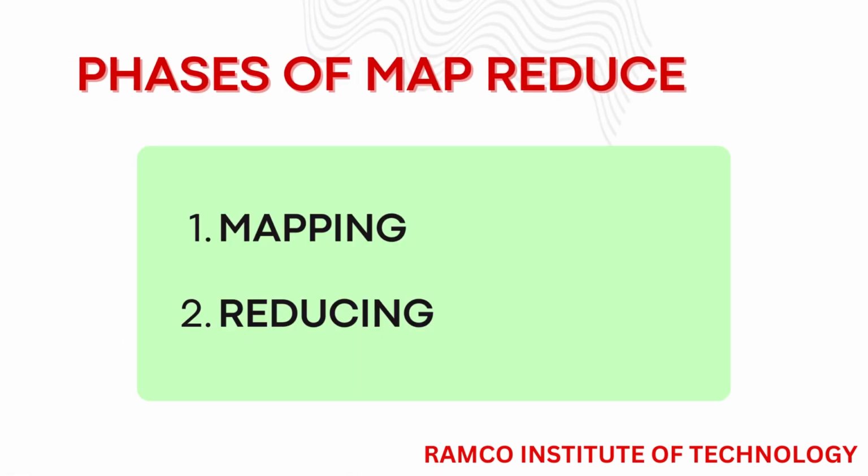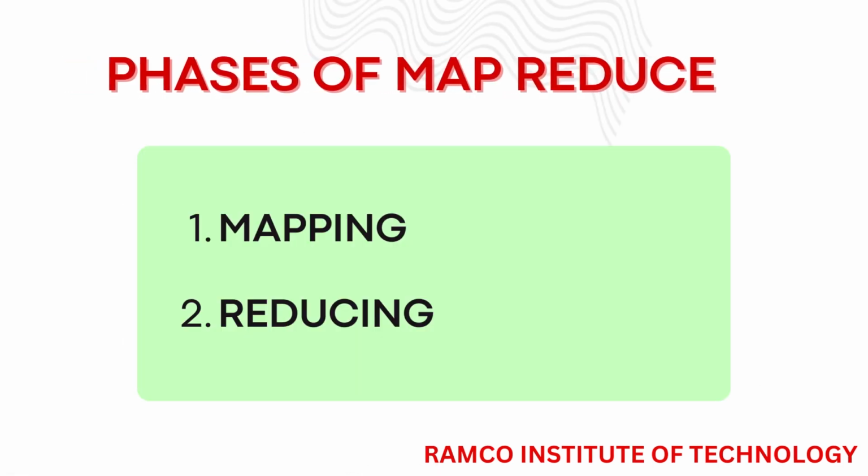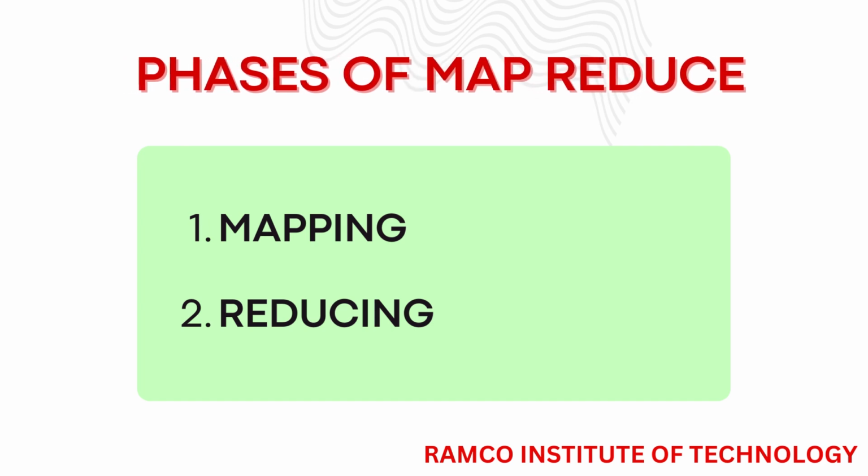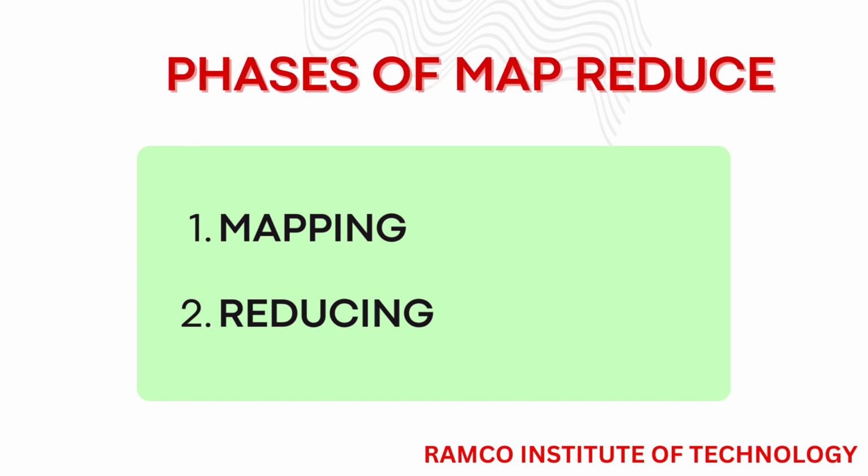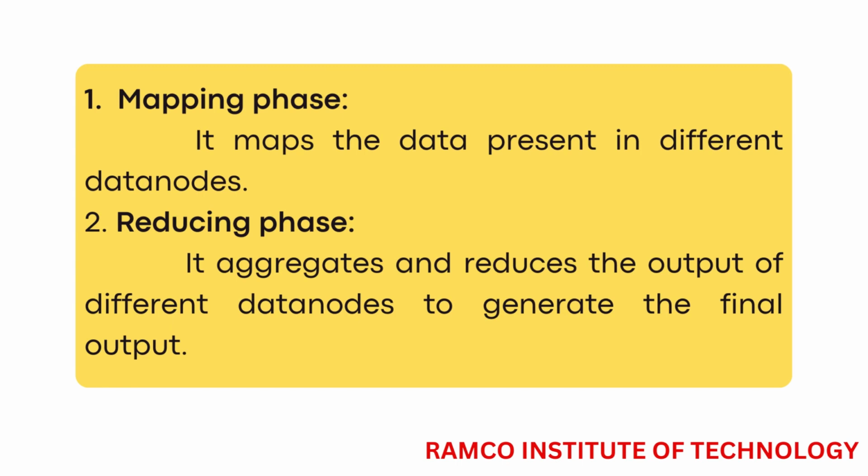There are two phases in MapReduce. The first one is mapping, and the next is reducing. In the mapping phase, the data present in different data nodes gets mapped. In the reducing phase, it aggregates and reduces the output of different data nodes to generate the final output.